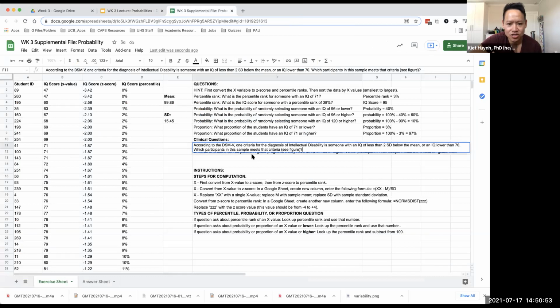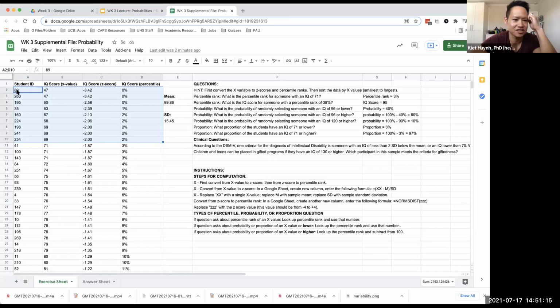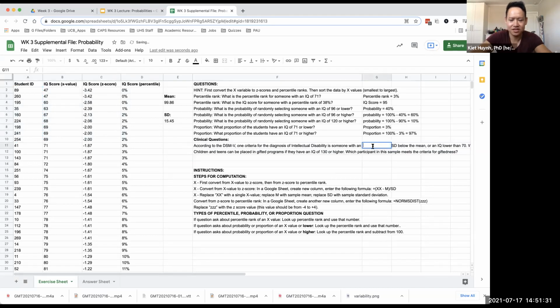Back to the question. Which participants in the sample have a score of 70 or lower? You see here, we already organized this by smallest to largest. So we look at where 70 is, and here's 71. So these scores right here are less than 70. These students would potentially meet the diagnosis of intellectual disability. So I just highlight these, copy it. It's asking which students, so just enter the student ID number right here.